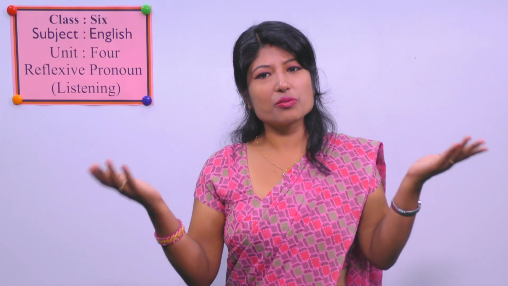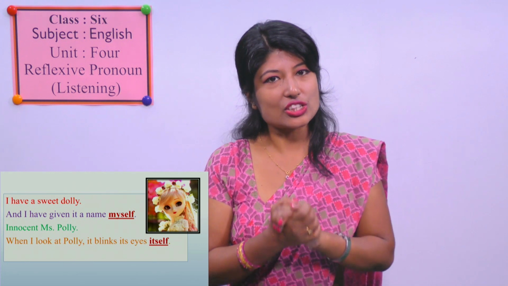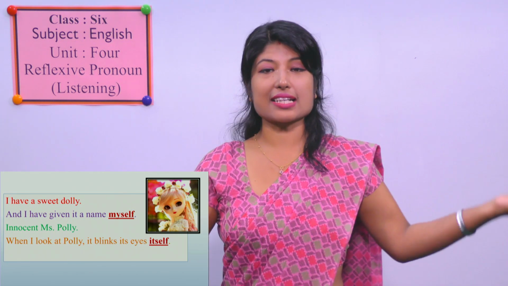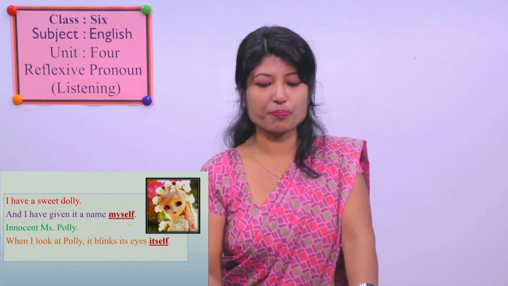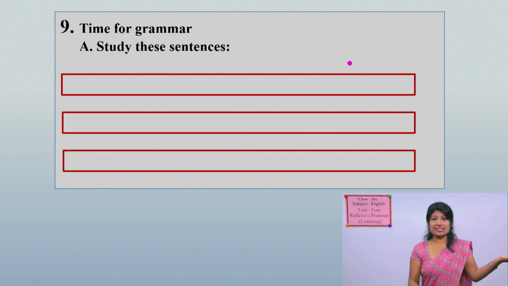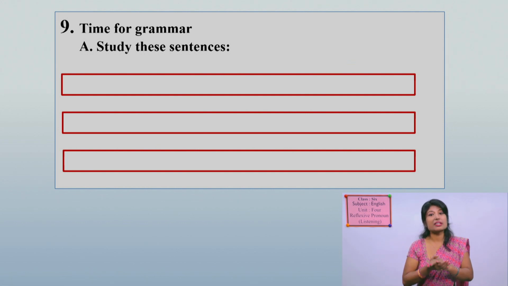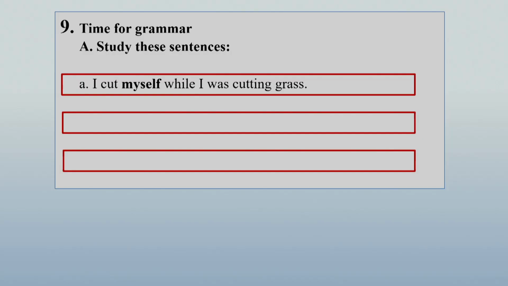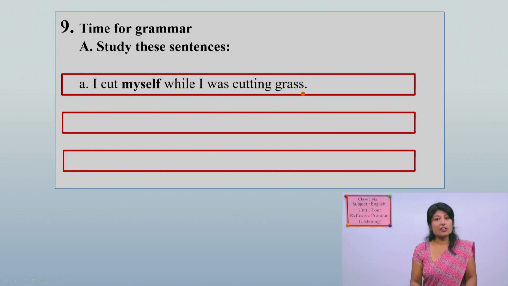Okay, there are many other words ending in self. Let's go through some more examples of self ending. Time for grammar, study these sentences. We are going to study some examples through which we are learning something. I will tell you what we are learning later on. So look at this first sentence. I cut myself while cutting grass. Myself, I. I cut myself while I was cutting grass.